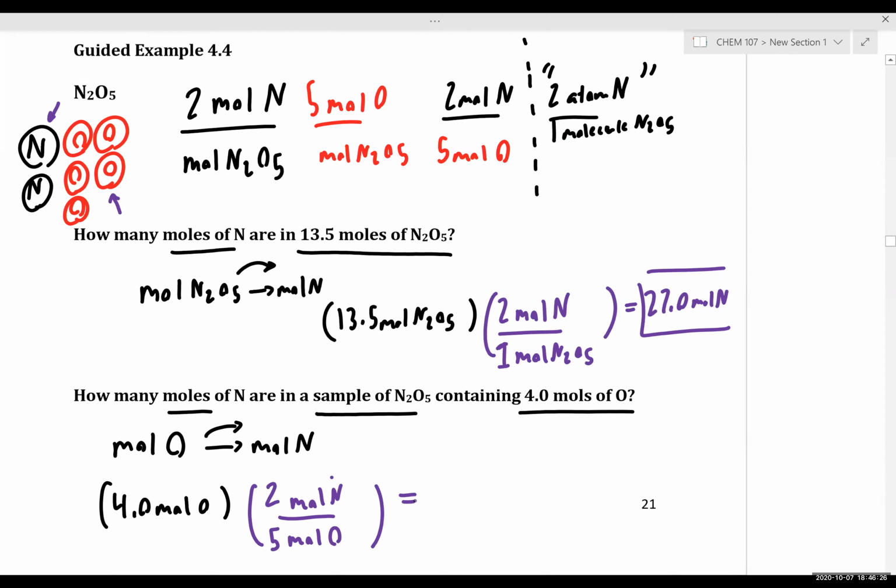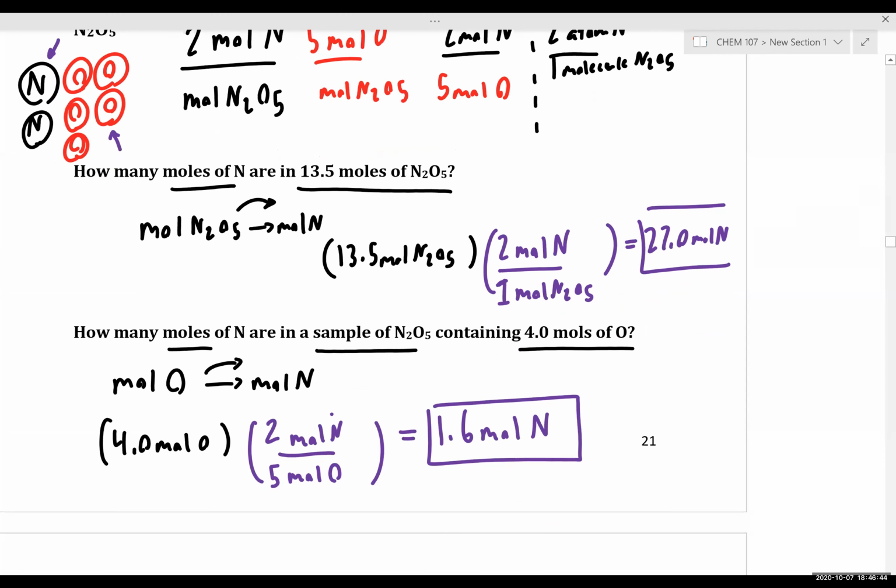Punching that into our calculator, we have 4 times 2 over 5, which gives us 1.6 moles of nitrogen. Does this example make sense to everyone?